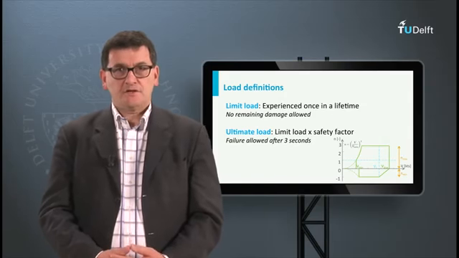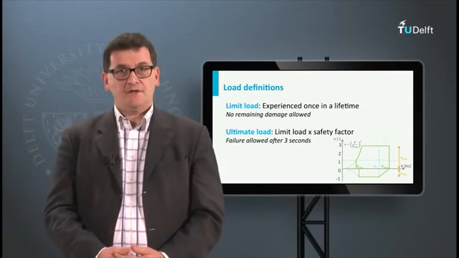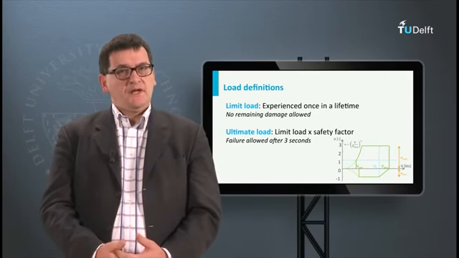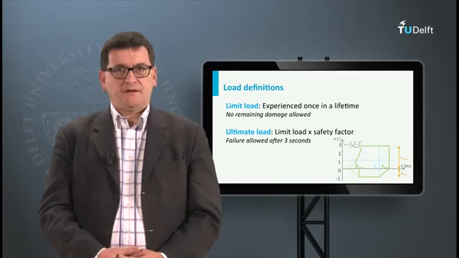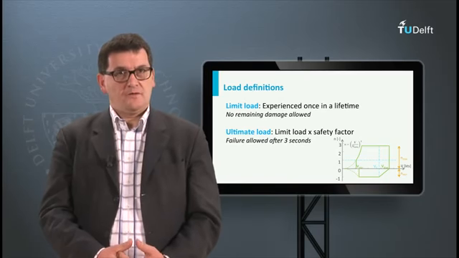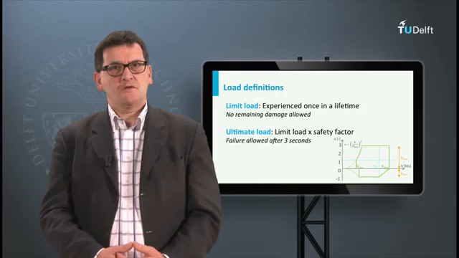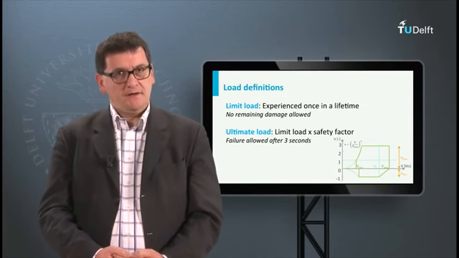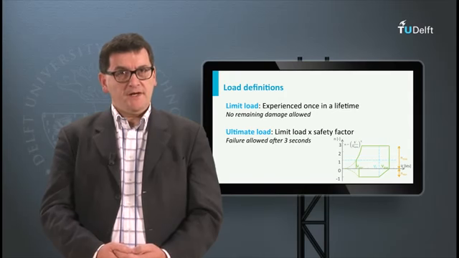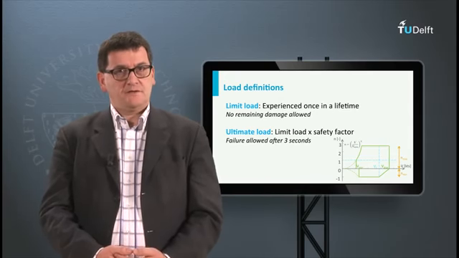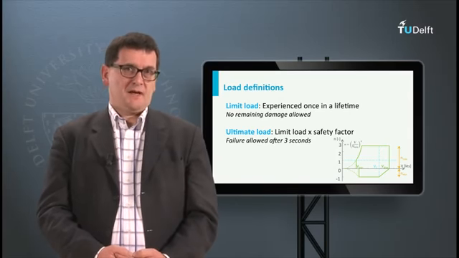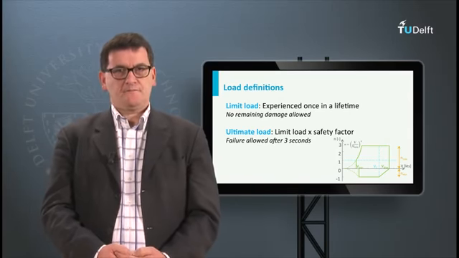When the limit load occurs, there should be no remaining damage or deformation in the structure. When the limit load is multiplied by a safety factor, usually in the order of 1.5 or 2, we get the so-called ultimate load. A structure should sustain this load at least for 3 seconds before it fails. If it does not fail, it may have damages or deformations.